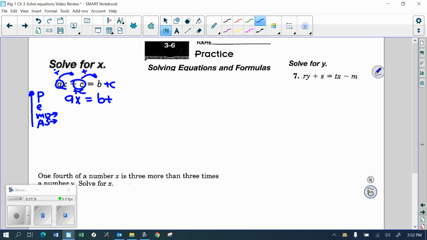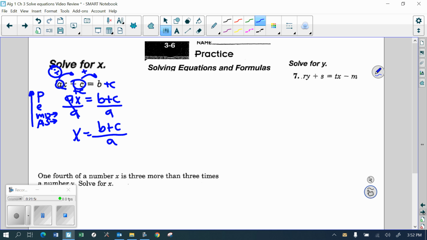So I get b plus c. Notice I did not line it up underneath the b because it's not a b. It's a different variable, so I put it off to the side. And last step, I already know what it is to do. I have it written right there: divide by a. Divide by a. And so x equals b plus c all over a.